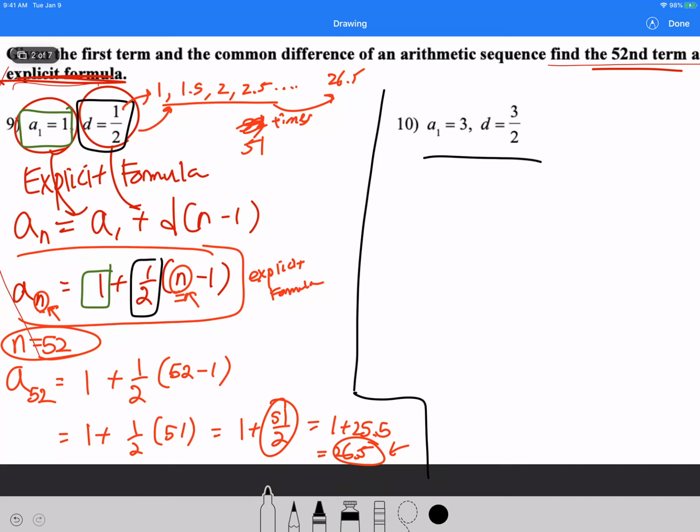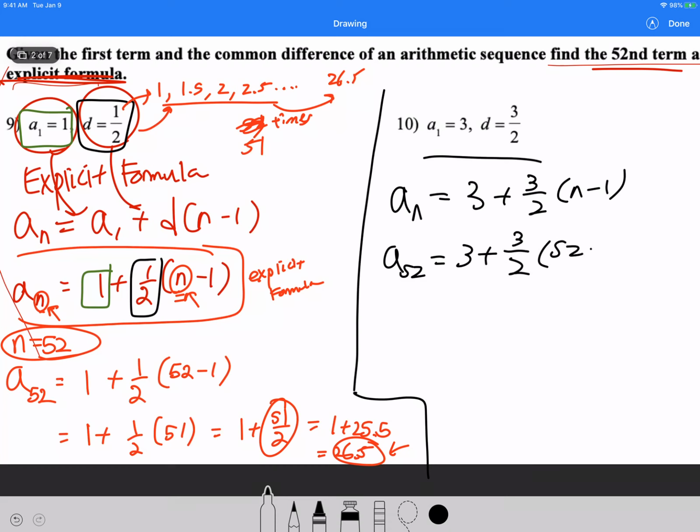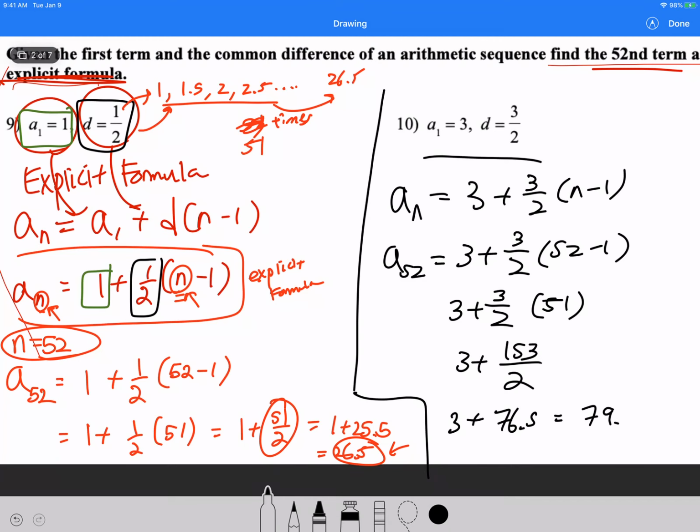Okay, so assuming you have the answer, I have a sub n is equal to 3 plus 3 over 2 times n minus 1. So a sub 52 is 3 plus 3 over 2, 52 minus 1. 3 plus 3 over 2, 51. 3 plus 51 times 3 is 153 over 2. And so once I divide that by 2, I believe I get 76.5 plus 3, so I get 79.5.